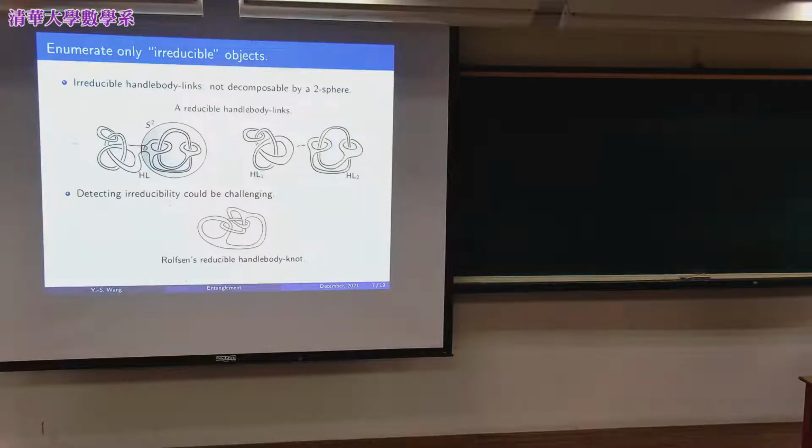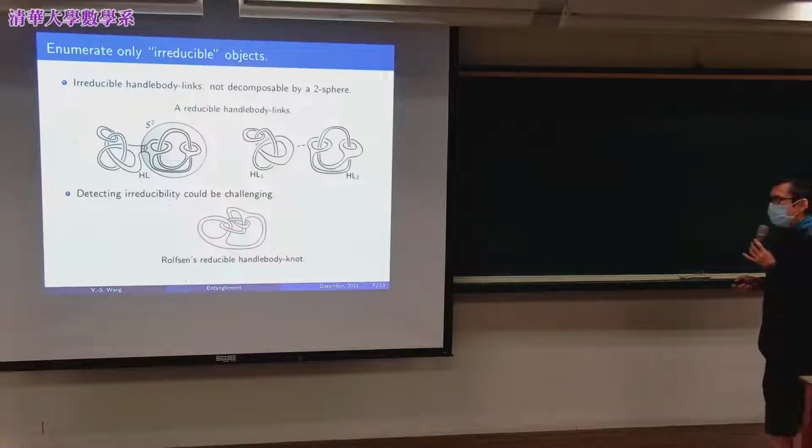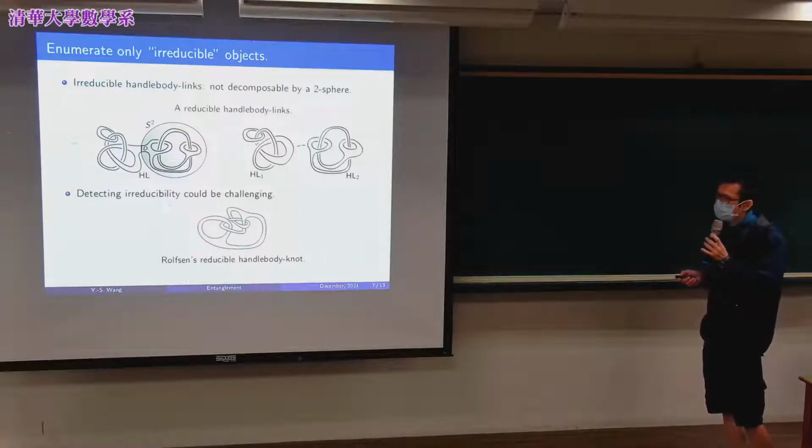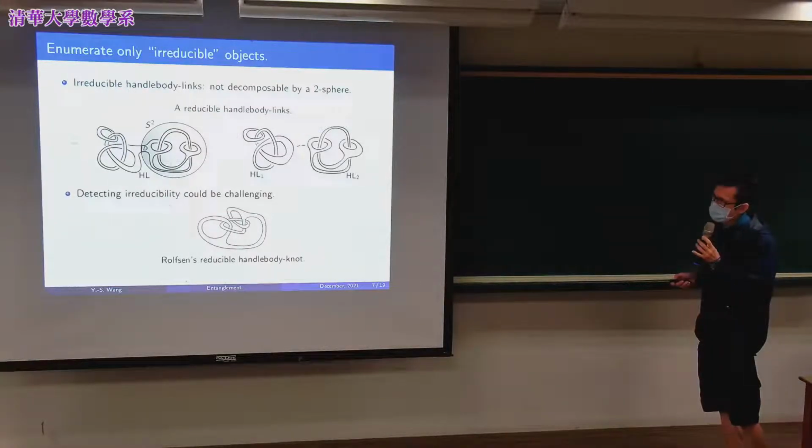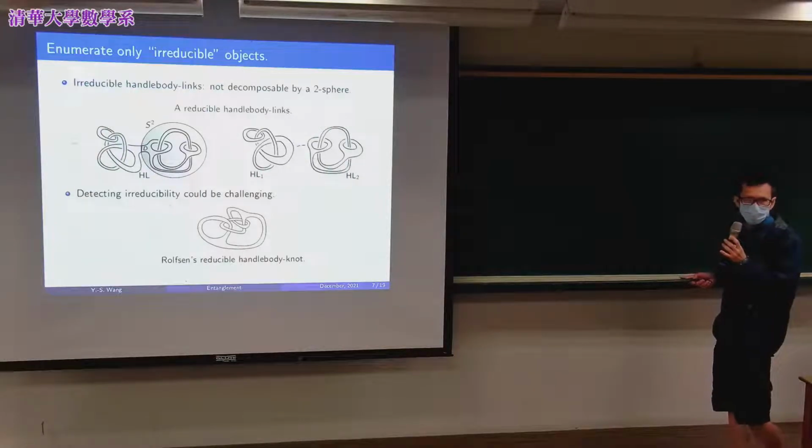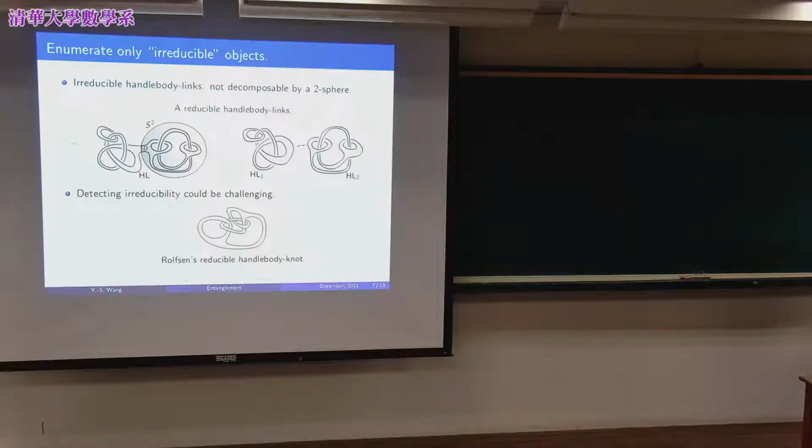And this is an example. This is a reducible handle-body knot. But can you see the two-sphere? Any idea? Anyone? Well, the thing is that the two-sphere can be highly deformed. It's there, but you cannot see it right away because it's highly deformed.